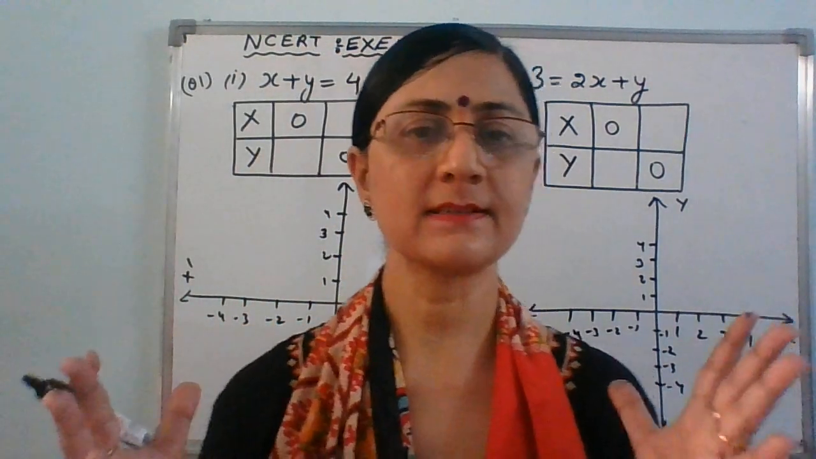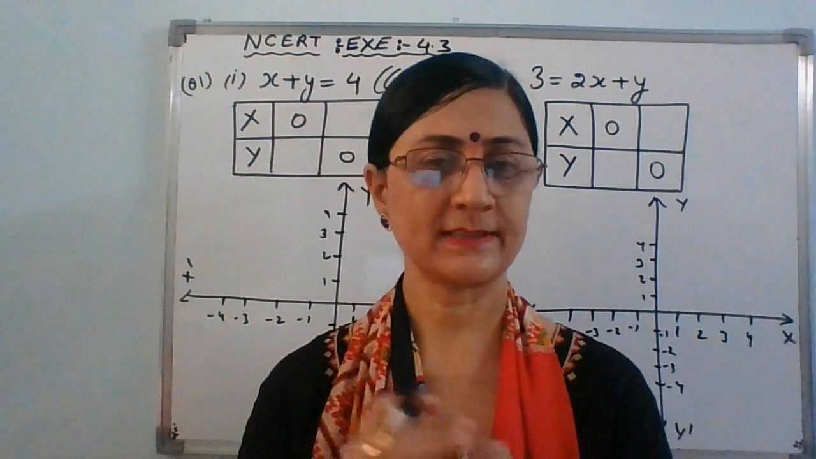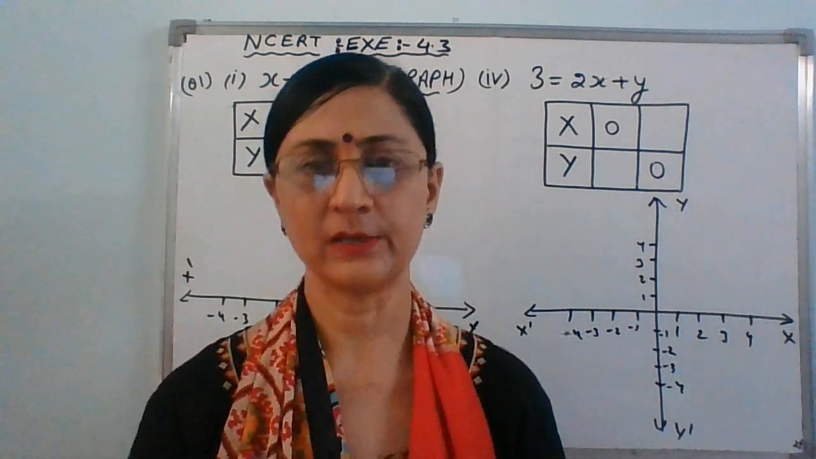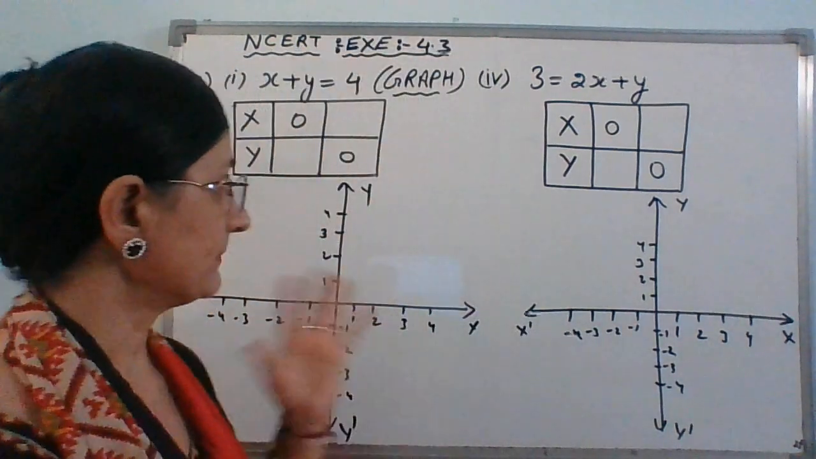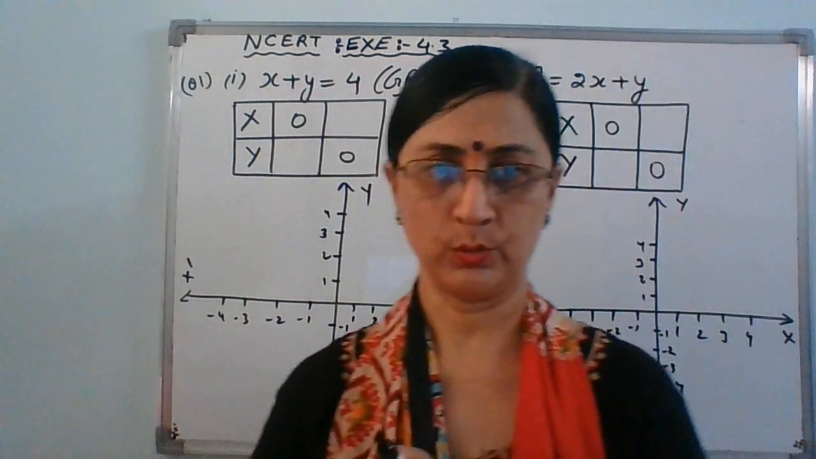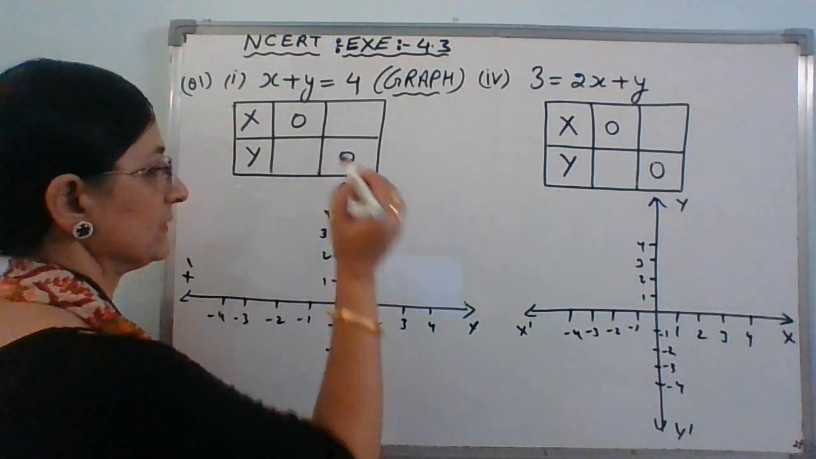So what is the basic concept of drawing the graph? What is the first step? What do you have to do? You have to take some value of x and find out the value of y. Minimum 2 points are required to draw the graph. A very simple way is that once you take x as 0 and the next time you take y as 0, it becomes easy, because x equals 0 means the y-axis, y equals 0 means the x-axis.